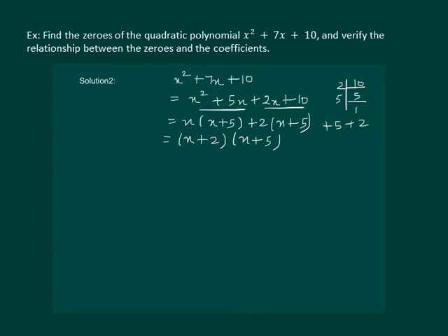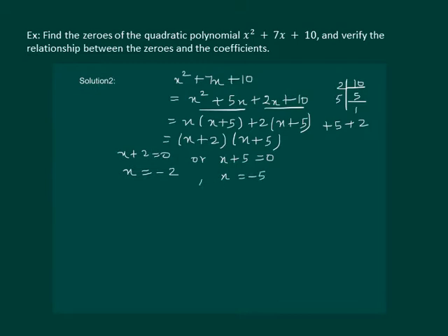Now to find the zeros, we equate x plus 2 equal to 0 or x plus 5 equal to 0. Thus x equal to minus 2 and x equal to minus 5 are the zeros of this polynomial.